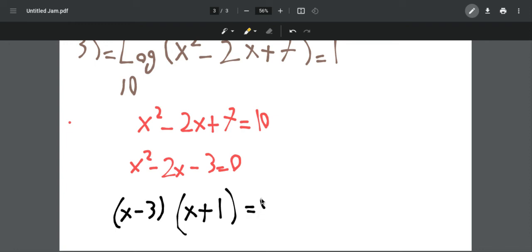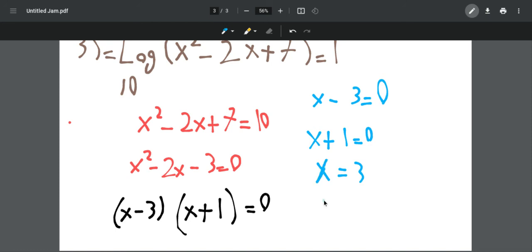So now we have two factors. For the product to be equal to 0, we should set each of them equal to 0. That means x minus 3 should be equal to 0, and x plus 1 should be equal to 0. And this is a very easy equation. So our solutions are x is equal to 3 for the first one, and x equals -1.